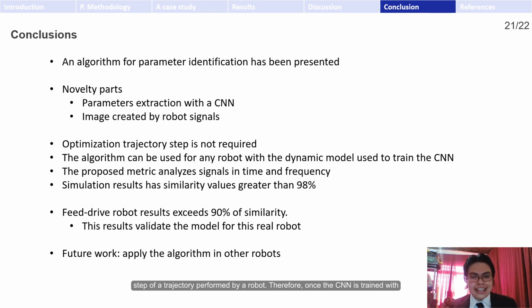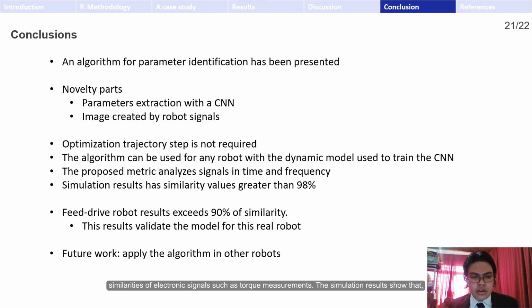Therefore, once the CNN is trained with the dynamical model of a specific type of robot, the algorithm can identify the parameters of any robot that uses the same model as the one used to train the CNN. Unlike correlation, the most used metric in parameter identification papers, the proposed metric analyzes the information in time and frequency. These characteristics make it ideal for comparing similarities of electronic signals such as the torque measurements.